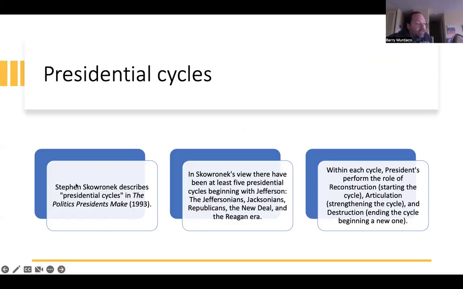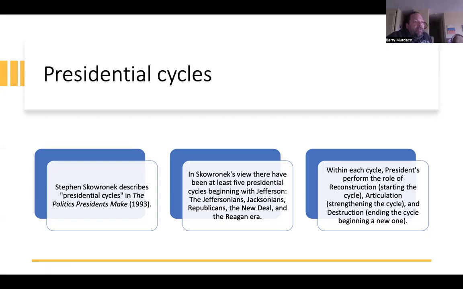But now I want to get into this idea of presidential cycles. So in Skowronek's book, The Politics Presidents Make, he talks about there being at least 5 different presidential cycles. So that's a lot easier than remembering the names of all the presidents, obviously. And what he is arguing here, and what I think is an interesting concept, is that presidents can be grouped together in these cycles, largely dependent on or related to the kind of historical context in which they are dealing.